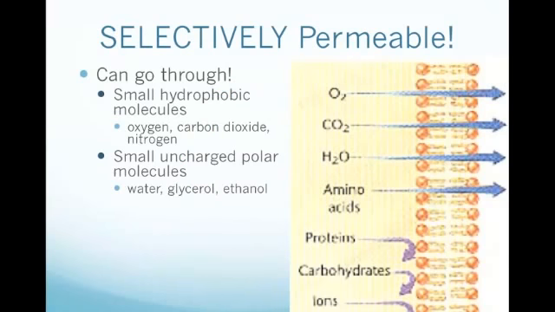So things that can go through are generally just small, a good rule of thumb, and also need to be hydrophobic and/or uncharged polar molecules. So examples are oxygen and carbon dioxide, which are important because those things need to easily move in and out of the cell, and water, glycerol, and ethanol.